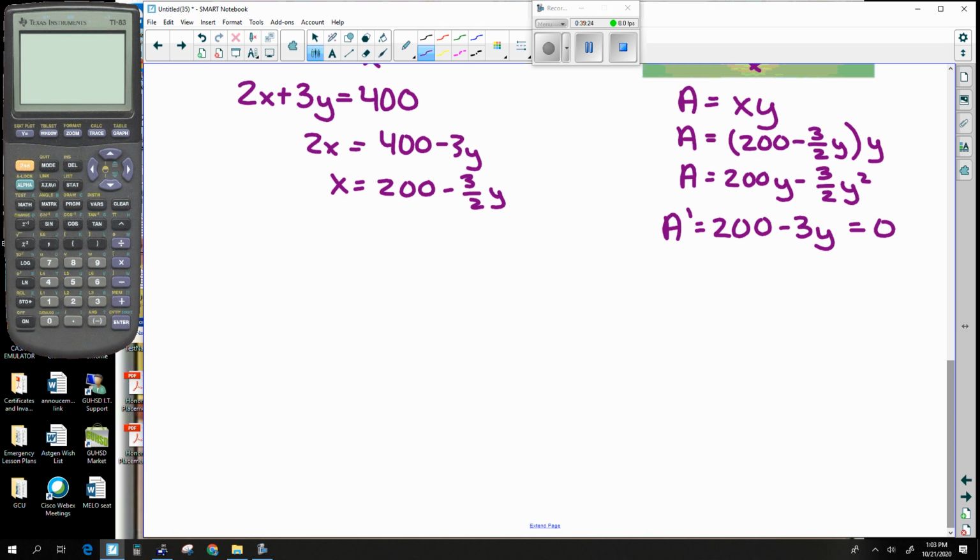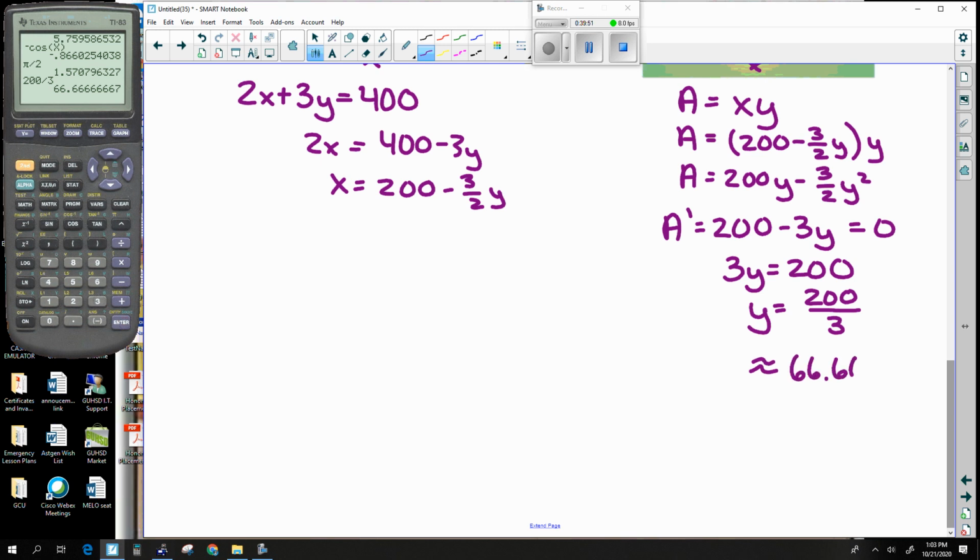Okay. So where is this equal to 0? I see that 3Y is going to be equal to 200. I moved the equal sign, I apologize. And so Y is equal to 200 divided by 3. We can come up with an actual measurement here in just a sec. Actually, let's do that right now. This is approximately 66.6666667 feet.